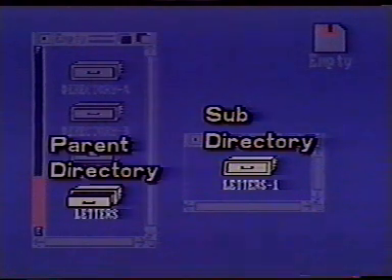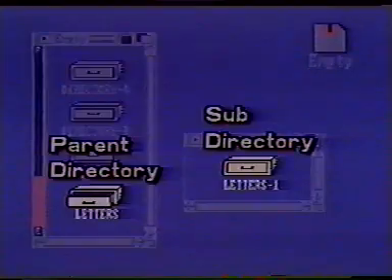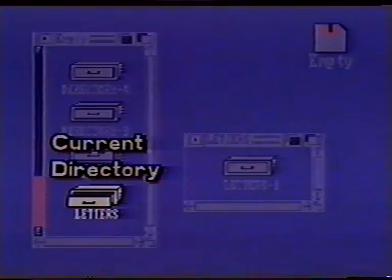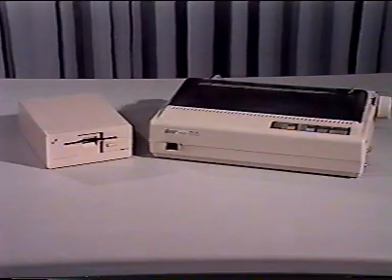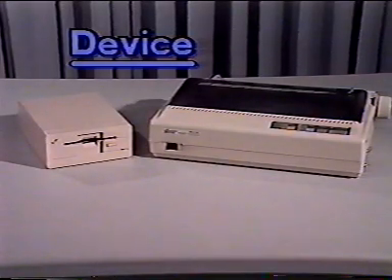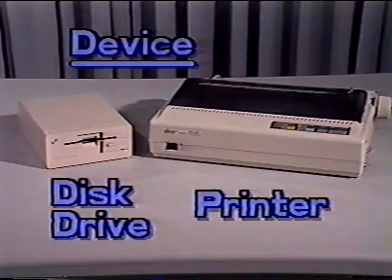The parent directory is the directory from which a subdirectory was created, and the current directory is the one you're currently working in. A device is a piece of equipment able to be accessed by a computer, for example, a printer or a disk drive.